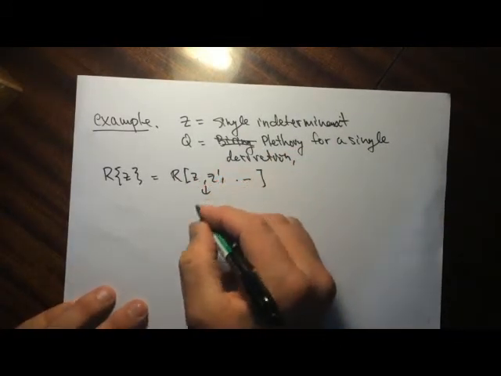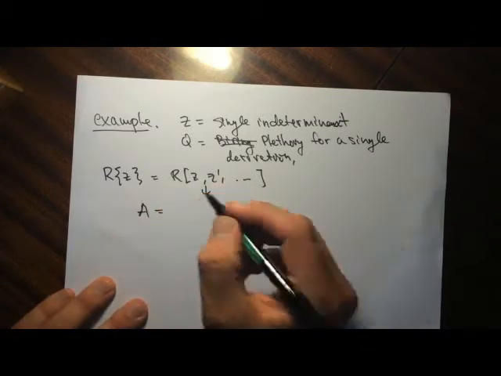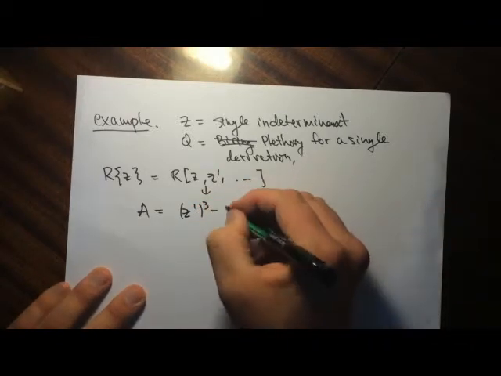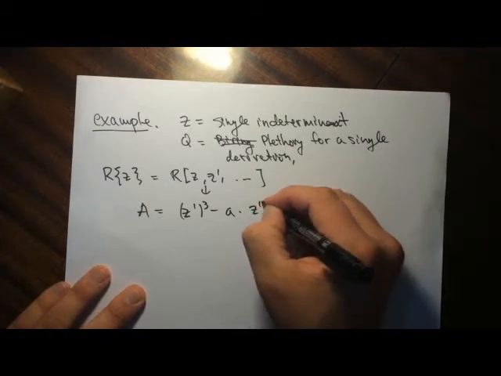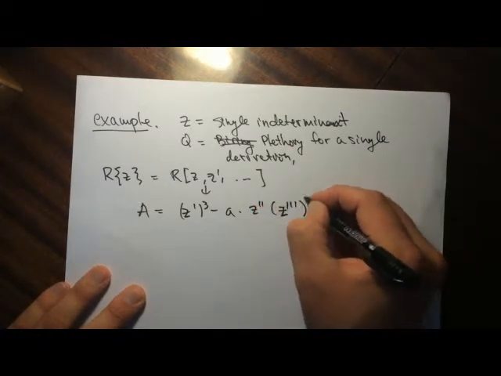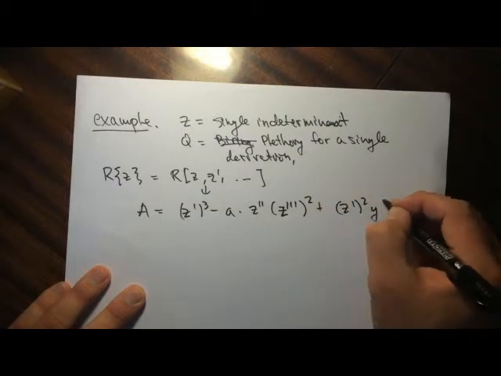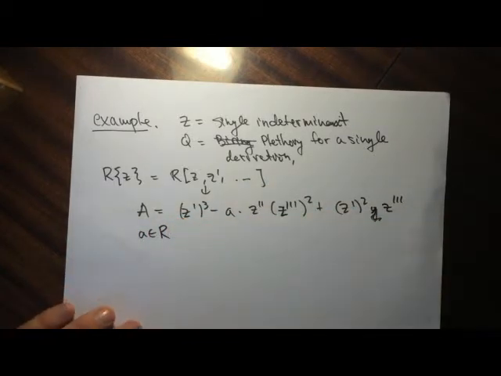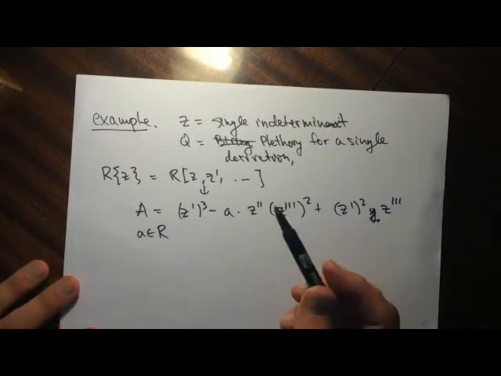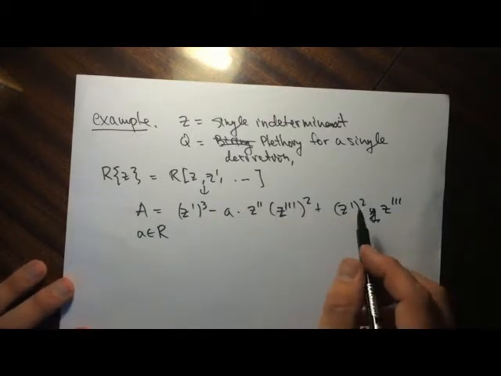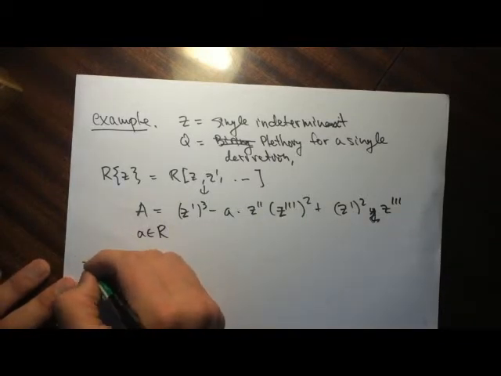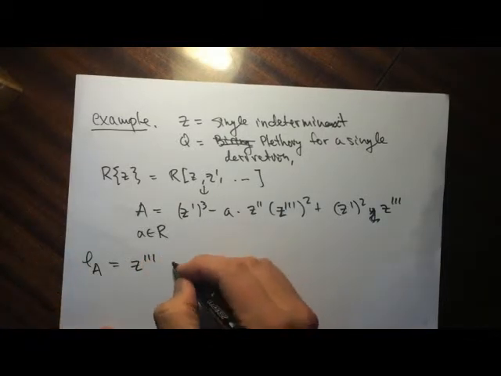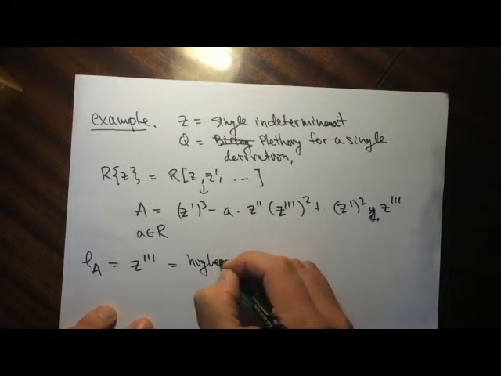And we can take an element in here, A, and write one down. So let's write it as z prime cubed, a minus, and let's say some constant a times z prime prime, times z prime prime prime squared maybe, just something random. A could be an element of this ring R. In this case, the leader of A is the derivative that appears in A with the highest order, so the leader of A is equal to z prime prime prime.